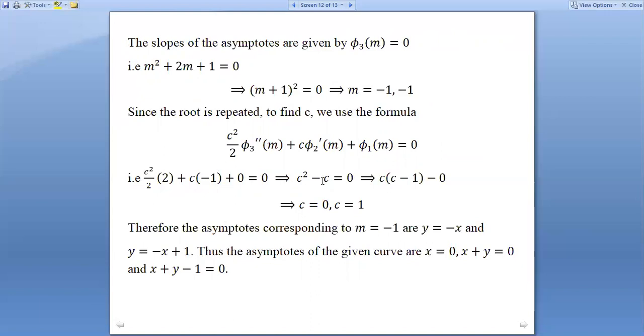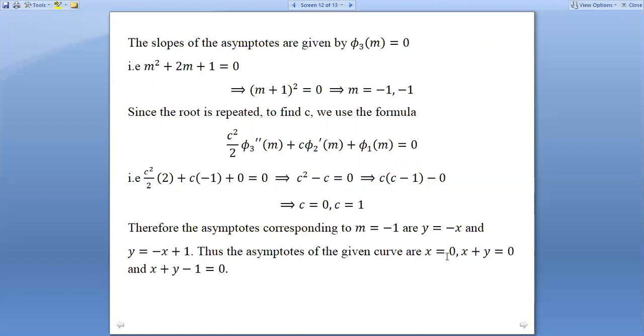After simplifying, you will get c square minus c is equal to 0, or c into c minus 1 is equal to 0. This implies c is equal to 0, comma c is equal to 1. Therefore, the asymptotes corresponding to m is equal to minus 1, for this slope, we have the equation of the asymptotes to be y is equal to minus x and y is equal to minus x plus 1. Thus, the asymptotes of the given curve are x is equal to 0, x plus y is equal to 0, and x plus y minus 1 is equal to 0.